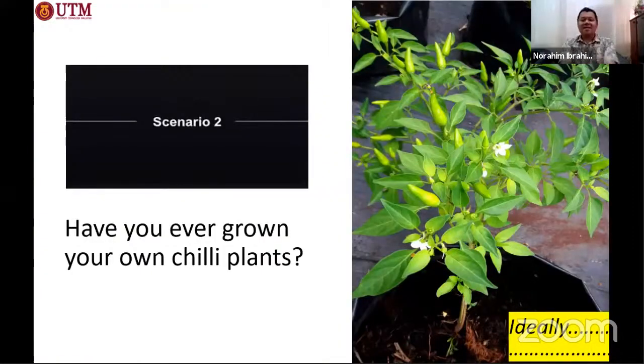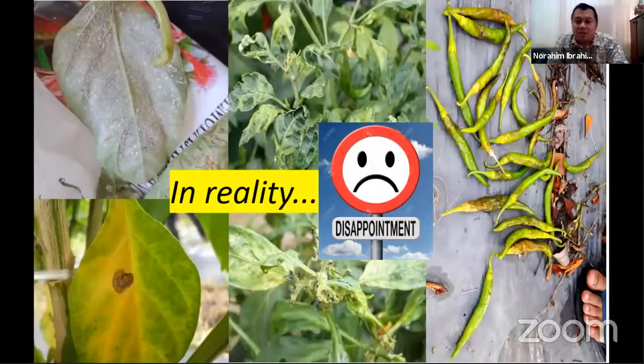Okay, scenario 2. Has everyone ever grown their own chili plants? Ada tak orang yang pernah cuba nak tanam pokok cili sendiri? You grow them from the seed, daripada biji benih, you germinate them, they sprout, and then they start growing, and you're expecting that your chili plant is going to grow well. Ideally, this is what I plan using my compost. But if it goes wrong, then this is what you will get.